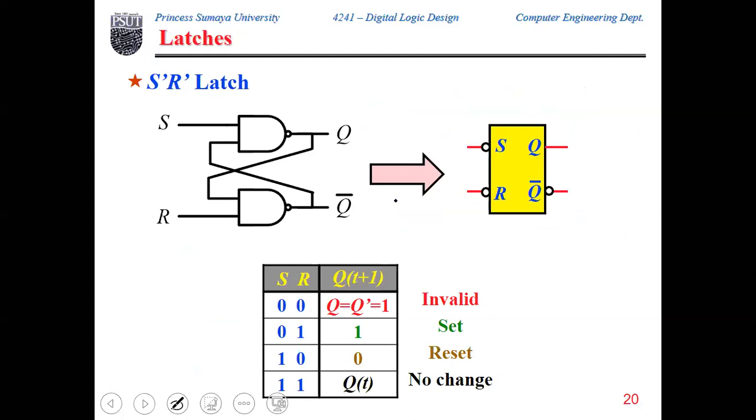We also talked about another example, which is the S bar, R bar latch. It is essentially the same, except the fact that the S and R inputs are active low inputs. In other words, they have an effect on the stored value when they are 0, not 1. So the table that describes the operation is basically the complement of the table we had for the SR latch.